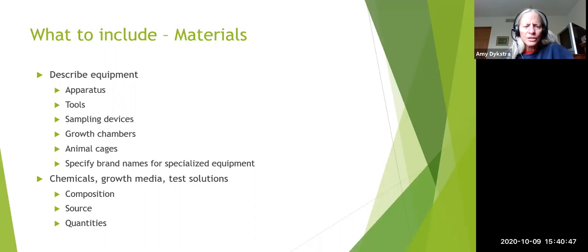Macmillan suggests not to use brand names, but I think for specialized equipment, and especially if you are using equipment that's hard to obtain, I think it's good to go ahead and specify brand names. Then if you're using any chemicals or growth media or test solutions, you should explain the composition of the chemicals and how you plan to obtain each of these materials, and then what quantities are going to be used in your solutions.